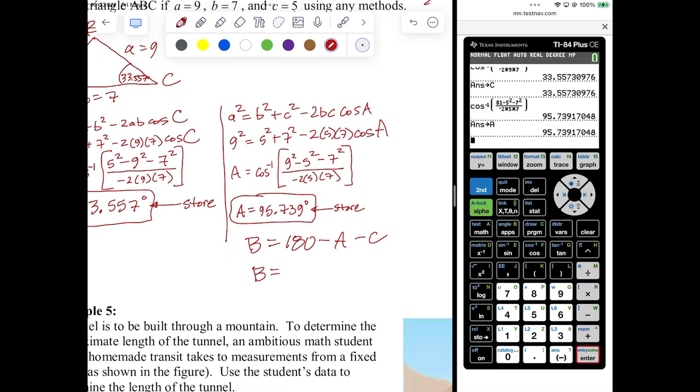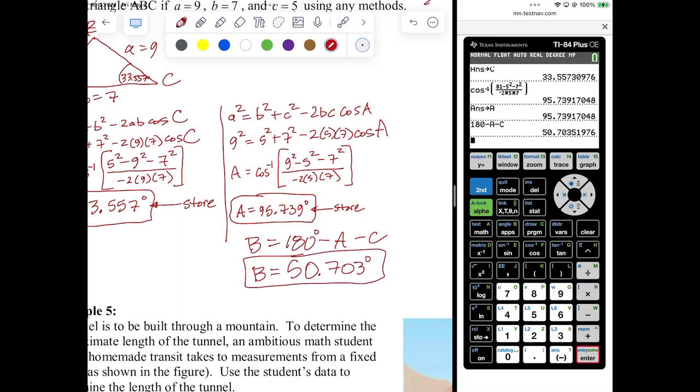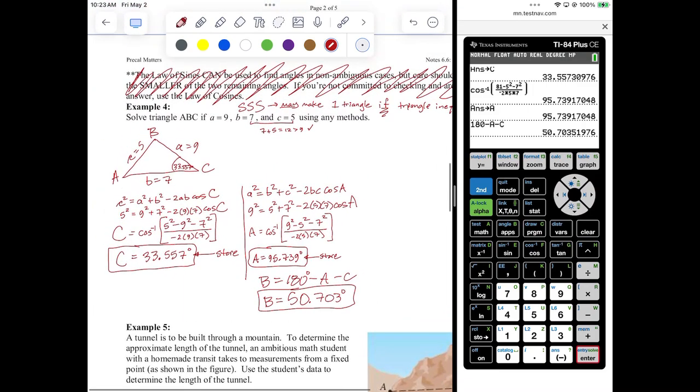So B equals 180. Oops, I forgot the 1. 180 minus alpha A minus alpha C. And you get 50.703. Make sure you put degrees. And we're done, so there's no need to store that. And there it is. How hard is the law of cosines?